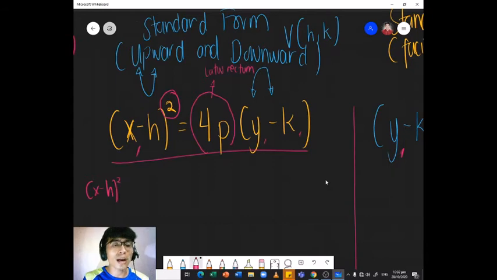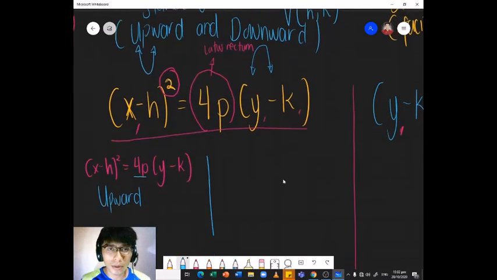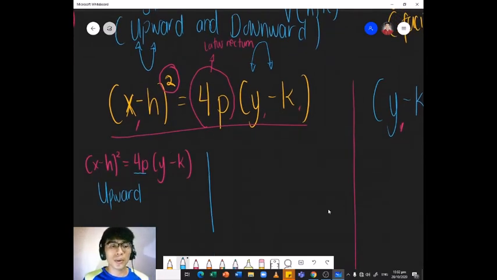Okay, so if your (x minus h) squared is equal to 4p times (y minus k), obviously this equation opens either upward or downward. If your 4p here is positive, automatically your parabola opens upward. Otherwise, let me move this one, maybe you cannot see it. Okay, so here you go.